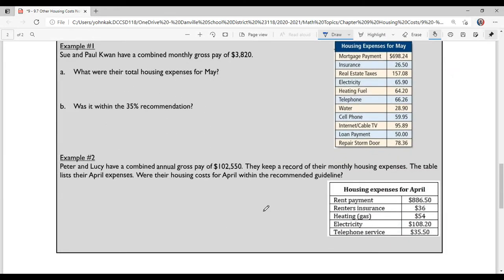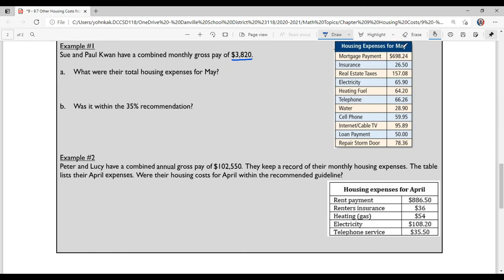So here's some examples. Number one, Sue and Paul Kwan have a combined monthly gross pay of $3,820. That's how much they bring home. What were their total housing expenses for May?